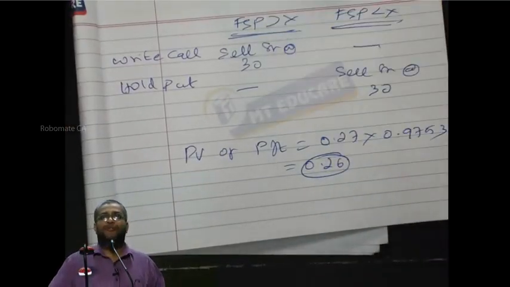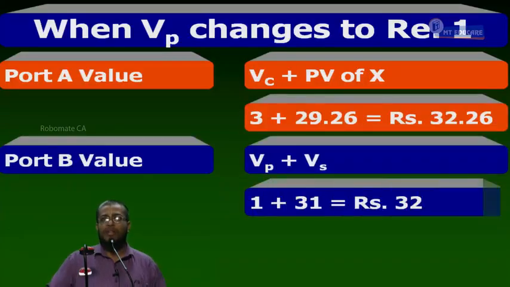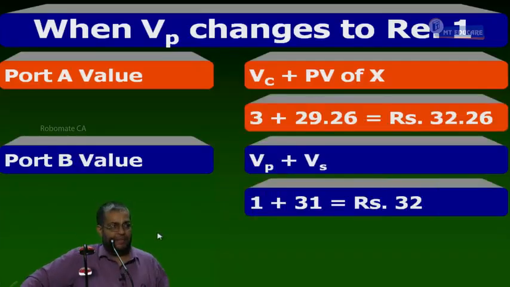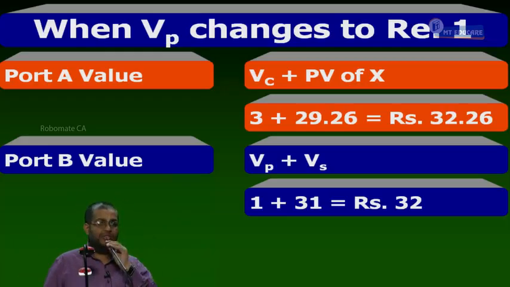Can you tell me what is the portfolio A value and portfolio B value? 32.26 and 32. The difference is what? 0.26. Right? It is nothing but the difference between the two portfolio values. Everybody, are you having the clarity or not? With this, we complete this particular discussion about a concept called the put call parity equation.